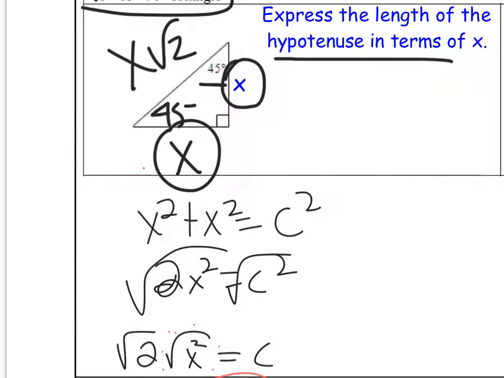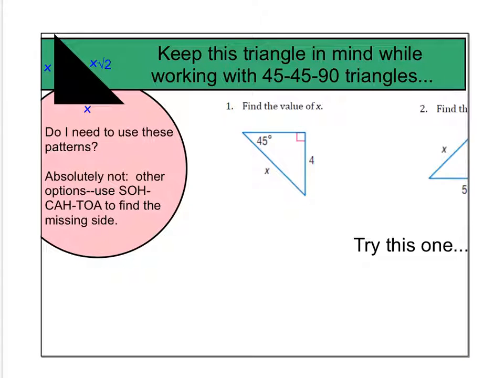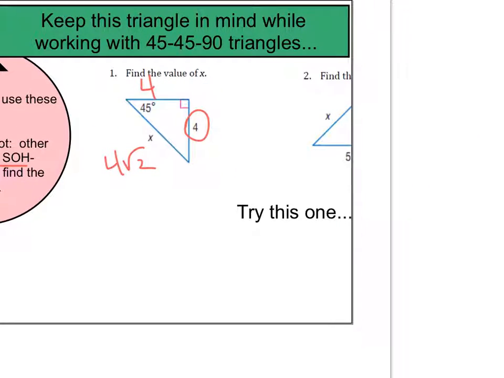So whatever my side length is, multiply it by square root of 2, and that's going to give me my hypotenuse. So if I take a look, I could use SOHCAHTOA if I wanted to. Otherwise, I can use the pattern. So if this is 4, that makes this 4 as well. That makes this 4 square root of 2. Now, I know number 2 got cut off a little bit, but if it's 5 square root of 2, that makes this 5 square root of 2.